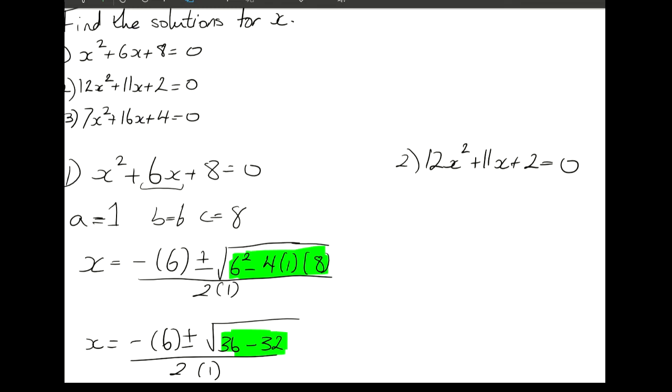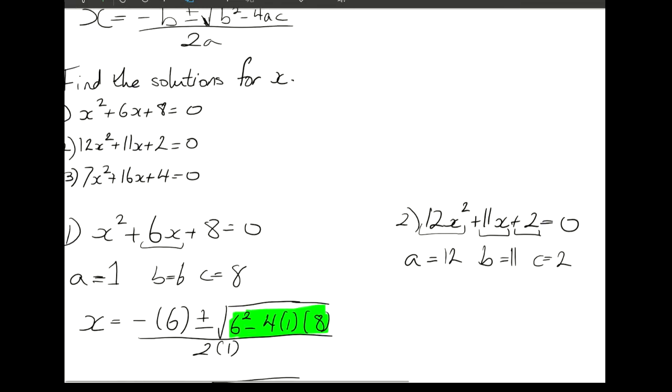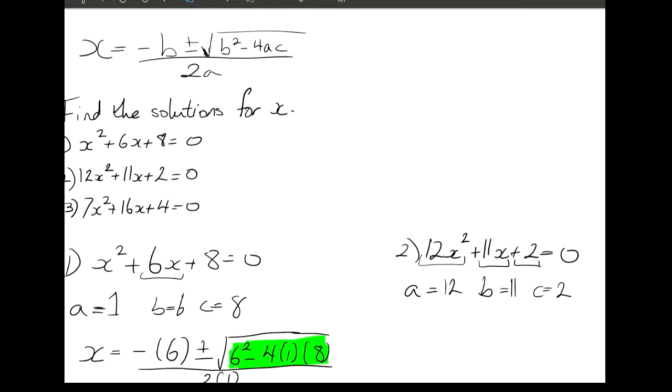Alright. We have to find our a, b, and c. So our a will be the coefficient of the x squared term, which is 12. B, the coefficient of the x term, which is 11. And c, the number by itself, the constant, which is 2. So now we have our a, we have our b, we have our c. We can use the equation above here and try to plug in some stuff.